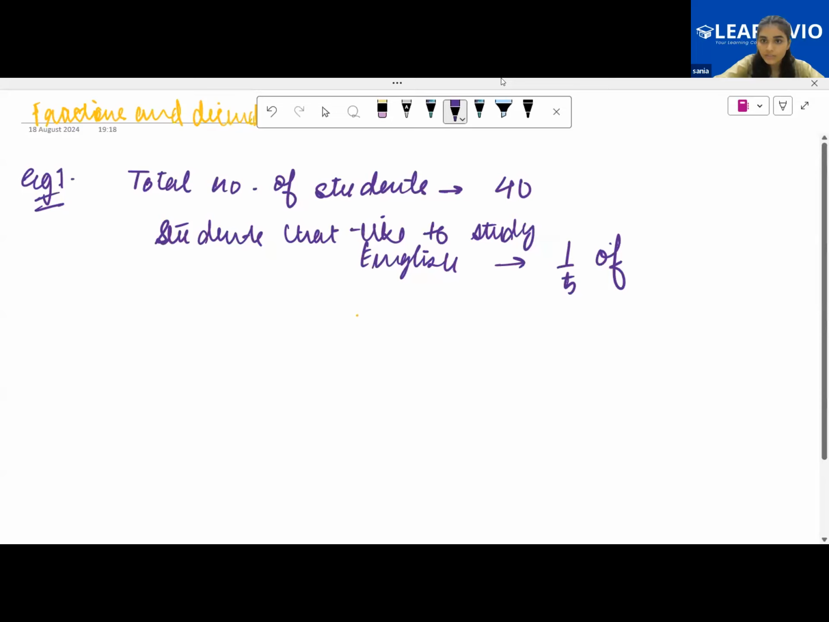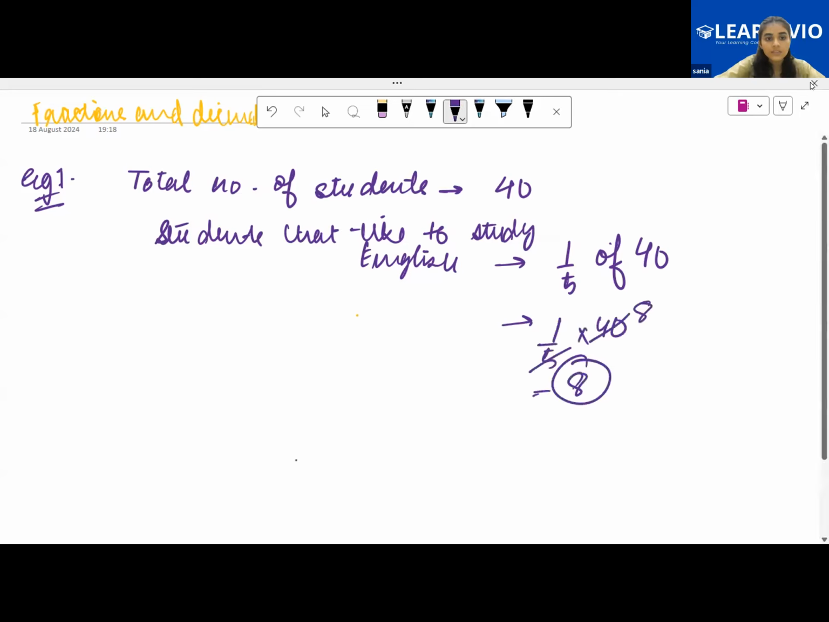Can you solve this thing? 1 by 5 of 40? 40 by 5. It's basically 1 by 5 into 40. Right? Now 40 is in the numerator part and 5 is in the denominator. So you can just simply divide them. 5 into 8 is 40 and 8 into 1 is 8. So there are 8 students who like to study English. Okay?